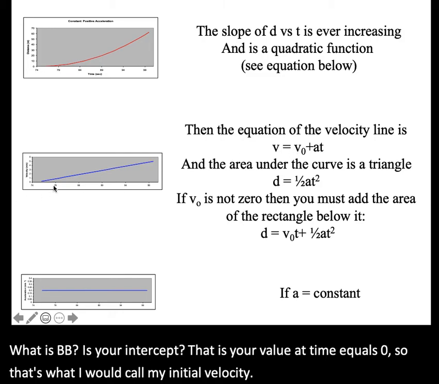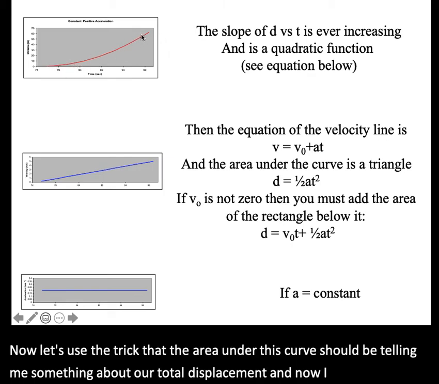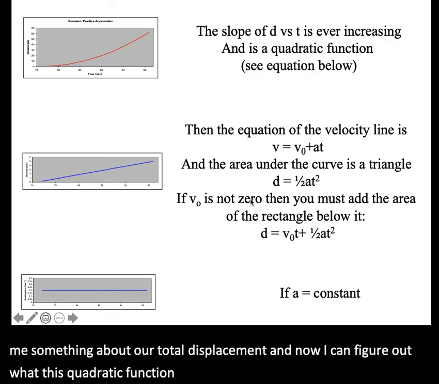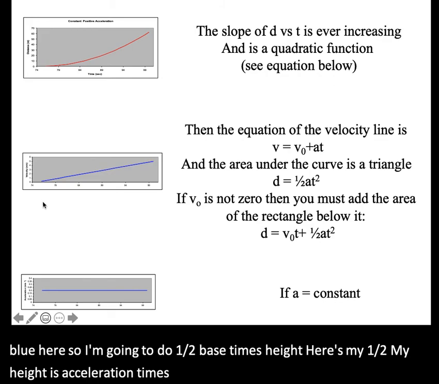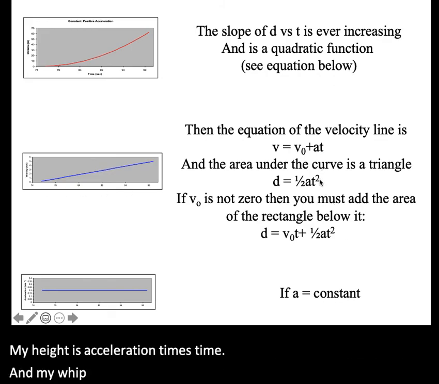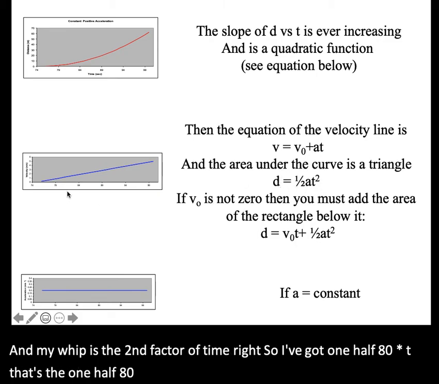Now, let's use the trick that the area under this curve should be telling me something about our total displacement. And now I can figure out what this quadratic function is, right? So this is a triangle underneath the blue here. So I'm going to do 1/2 base times height. Here's my 1/2. My height is acceleration times time. And my width is the second factor of time, right? So I've got 1/2 at times t. That's the 1/2 at squared. So that will give me the area of this triangle.